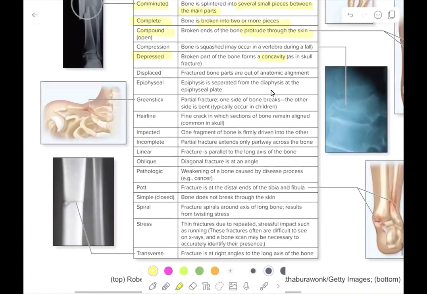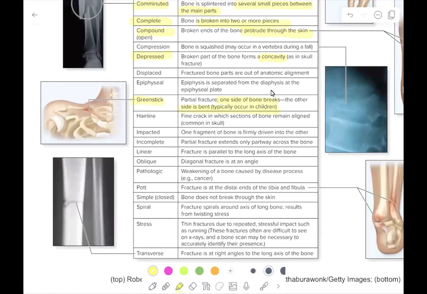A greenstick fracture is a very unique one, where if you think of a young tree limb that's not yet completely mature, if you try to break it, it doesn't completely break. So one side of the bone breaks and the other side is bent. It occurs typically in children before the bone has completely formed.